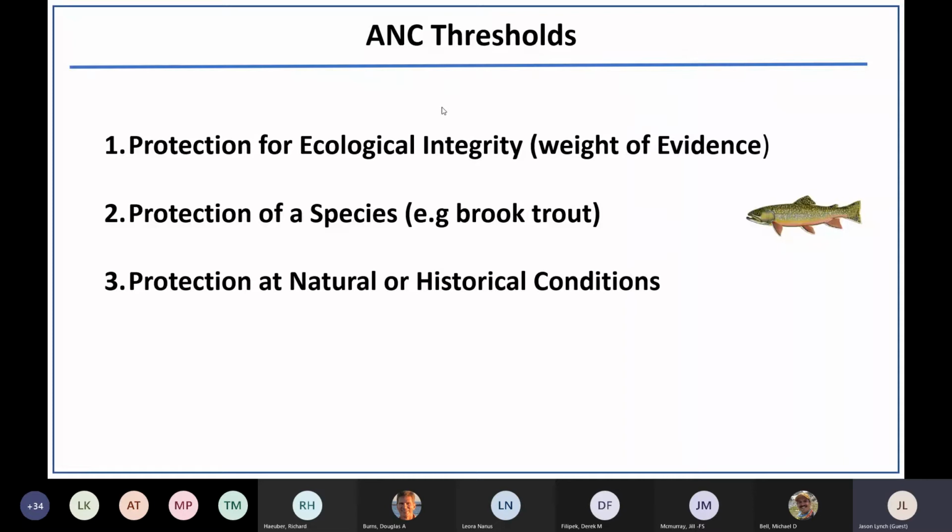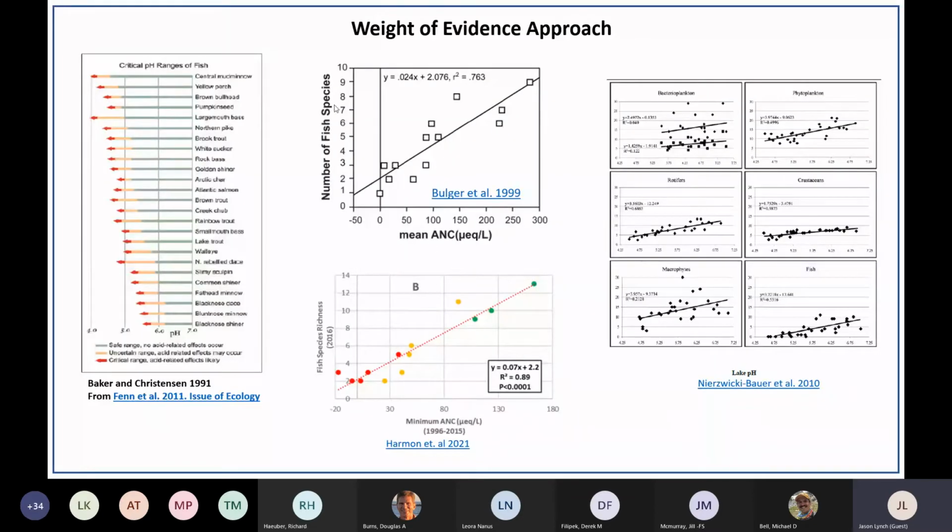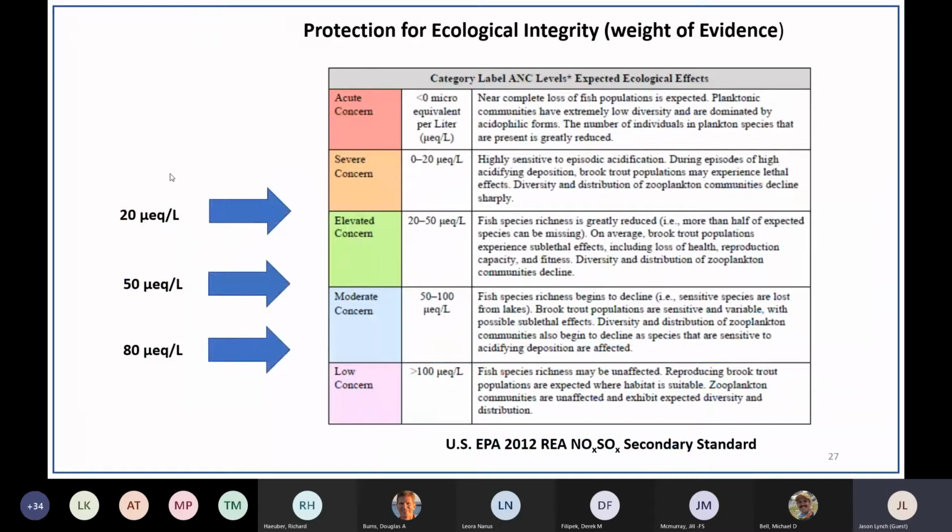One is to protect for ecological integrity, which is a weight-of-evidence approach. You can protect for a species, or you can protect for natural historical conditions. The weight-of-evidence approach is really taking all of that information that I've learned from the work in NAPAP and moving it all the way to today, understanding how ANC and the responsive biology work. You can bin that up into areas where you then define, if I protect for an ANC of 20, this is what I'm protecting for. If I protect for an ANC of 50, this is what I'm protecting for, and so on.